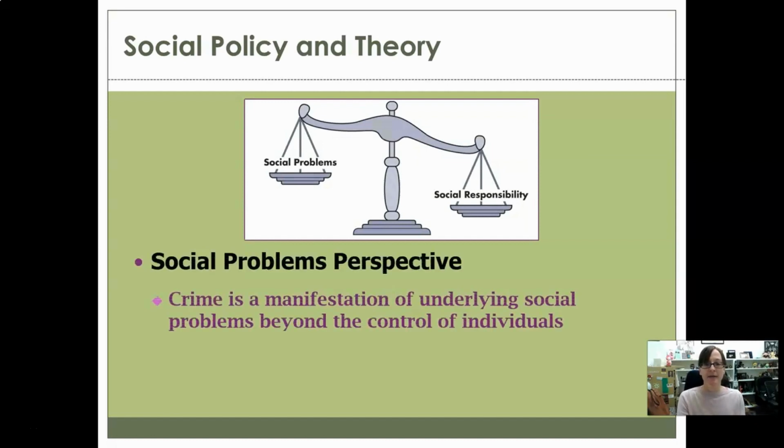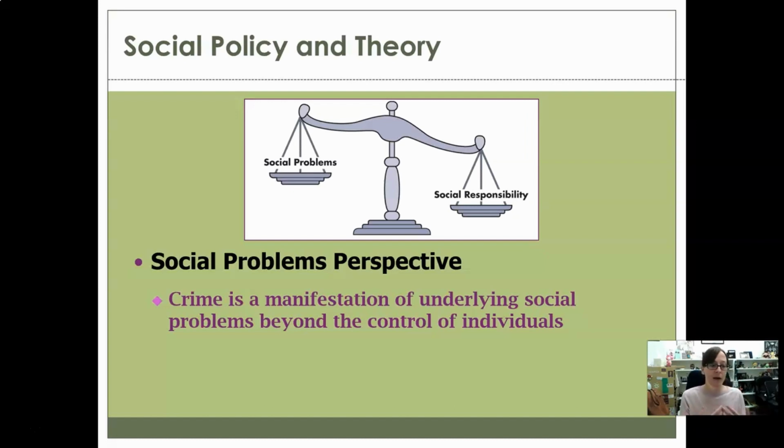The social problems perspective basically says that crime is a manifestation of some kind of major social problems that are beyond the control of any individual. And so the major underlying drive of crime is not anything about the person so much as there are problems in society that we need to address in order to reduce crime. There are problems that make certain individuals more likely to engage in criminal behavior, but it's not about anything about the individual. It's about what society has created for that person, and it could be based on groups.